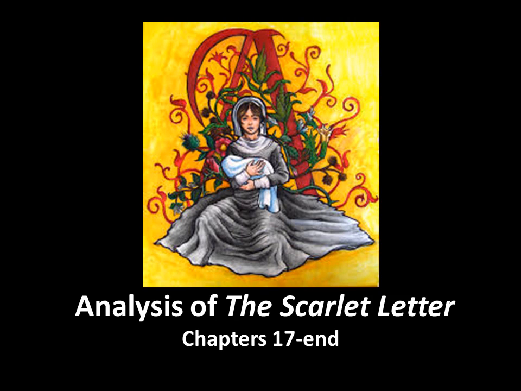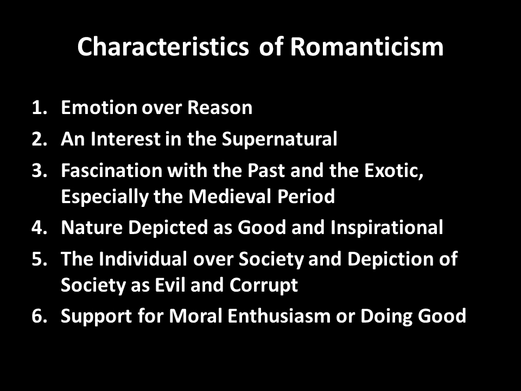This presentation is an analysis of chapters 17 to the end of Nathaniel Hawthorne's novel, The Scarlet Letter. Characteristics of Romanticism. Even though The Scarlet Letter takes place in Puritan New England, it was written in 1850 during the Romantic period. The novel is critical of many Puritan beliefs and values and includes many characteristics of Romanticism.